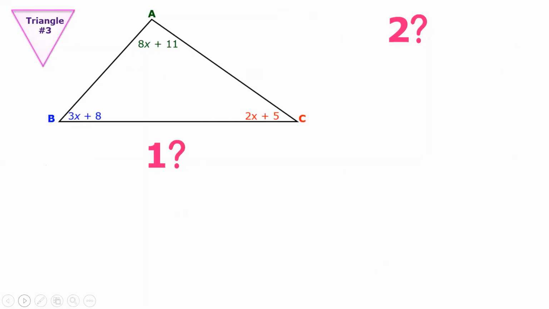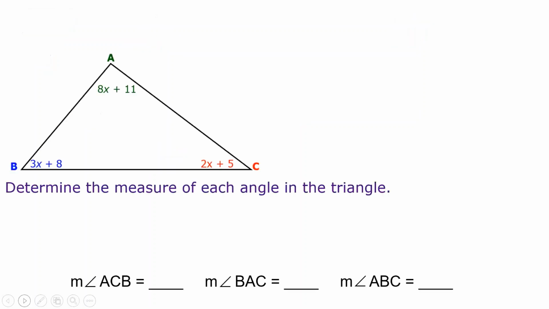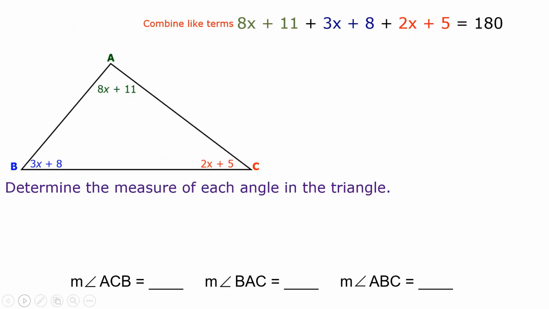Now, triangle 3. Triangle 3 has 8x plus 11, right? I'm going to skip on this screen. 8x plus 11, 3x plus 8, and 2x plus 5. Again, you're going to find the sum of those terms and then equal it to 180 and move from there. So you're going to combine like terms first. You're always going to do that first when you see all those terms happening, when it's not really just one x and one constant. You have to put them all together before you start solving.